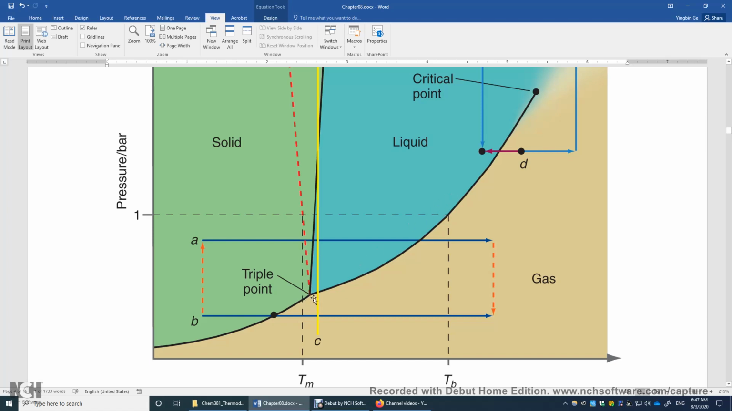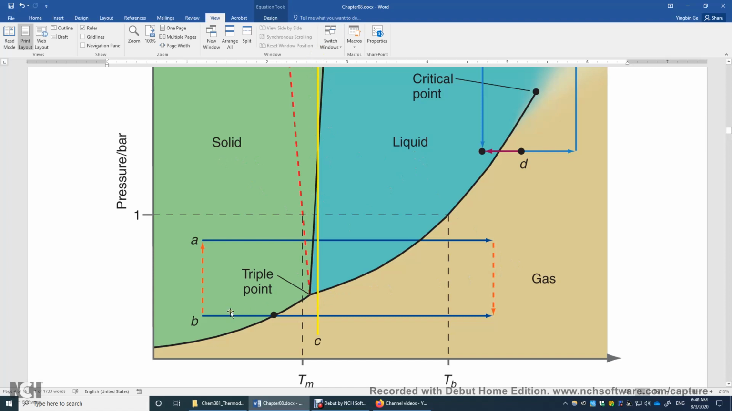This is the triple point. The solid, gas, and liquid coexist. This is the triple point temperature. This is the triple point pressure. Now let's look at this line. This line tells you the sublimation point between solid and gas. This line tells you the boiling point between liquid and gas. This line is the melting point between solid and liquid.